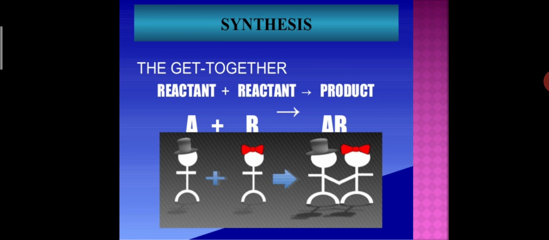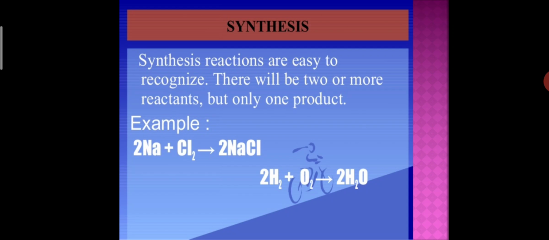Students, when two chemicals combine together, they form a product. They are known as synthesis reactions. Synthesis reactions are easy to recognize. There will be two or more reactants, but only one product. See the example: Na, one element, and Cl, another element. When they combine together, they form NaCl, sodium chloride, which is salt.